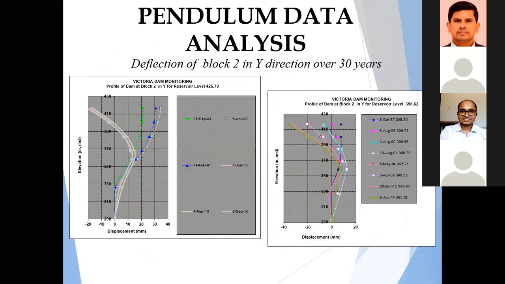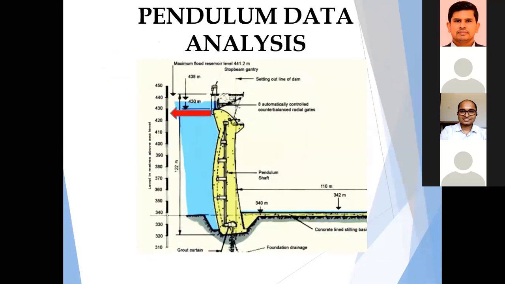And here you can see one analysis. We have been doing a huge number of analyses over the years, and we are predicting reversible movement, irreversible movement, such things. This is one sort of analysis. And the data analysis shows the conclusion, some sort of upstream movement, and it is very common for arch dams in the world.